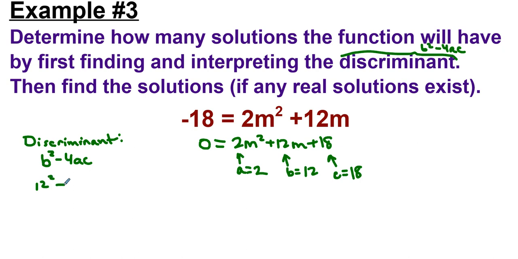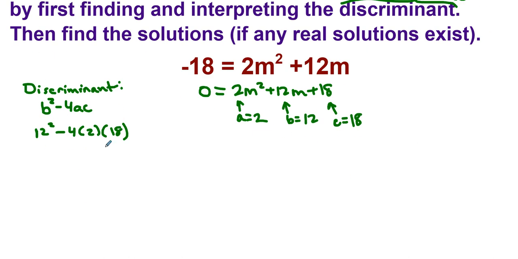If I evaluate this, 12 squared is 144, minus, these are all positive, so it will be a subtraction. 4 times 2 is 8, 8 times 18 is 144. What we get with that is 0.